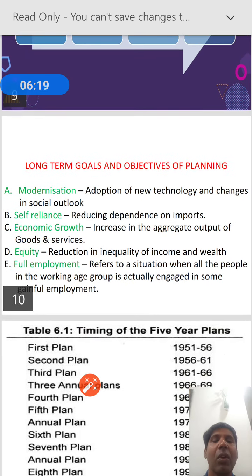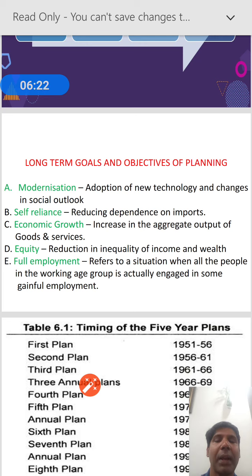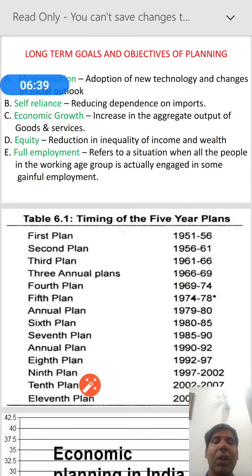And next, the long-term goals and objectives of the planning. We already discussed modernization, self-reliance, economic growth, equality, and full employment. One more point is full employment. We want to get full employment. Sabko naukri mila hai. Then only the country will develop. Now we can see the next slide.